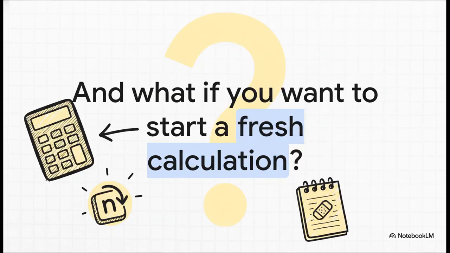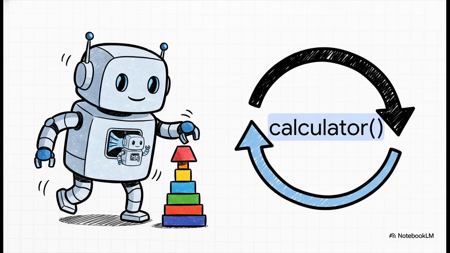So that takes care of continuing. But what about the other option? What happens if the user types n because they're done with that chain and they want to start a completely new calculation totally from scratch? This is where we use another really powerful programming concept, recursion. Now, that might sound complicated, but in simple terms, recursion is just when a function calls itself. So to start our calculator all over again, we just have the calculator function call calculator. This basically ends the current session and kicks off a brand new one from the very beginning. It's a beautifully clean and simple way to reset the whole process.